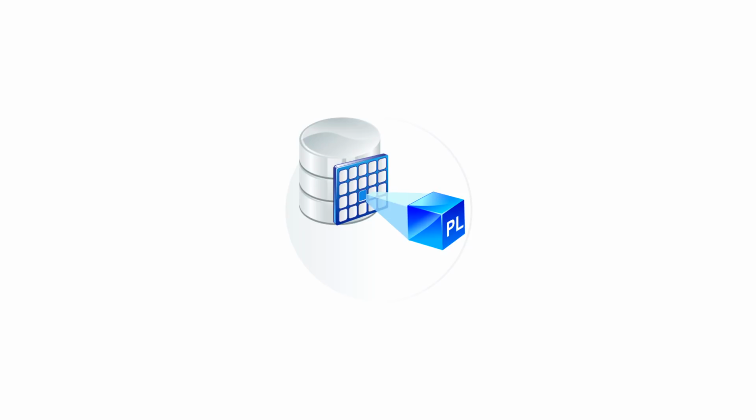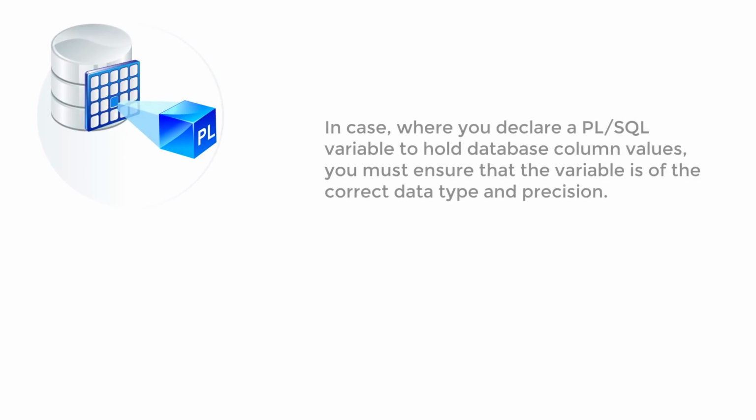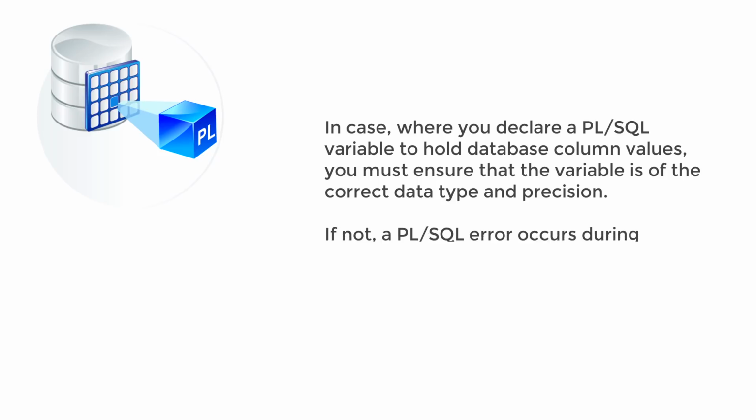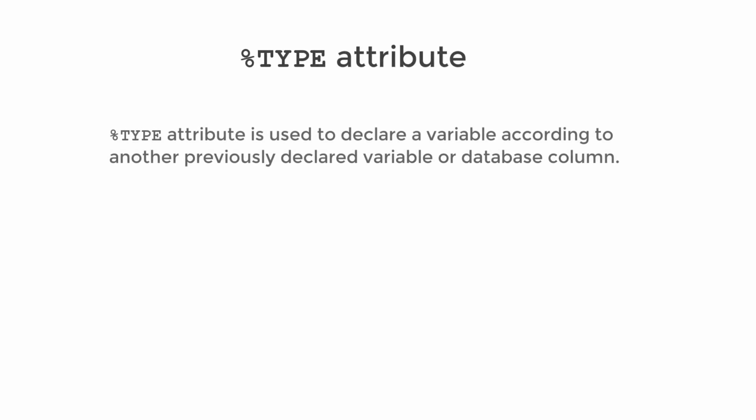As we already discussed, you declare PL/SQL variables to hold some values which can be manipulated later in the block. In a case where you declare a PL/SQL variable to hold database column values, you must ensure that the variable is of the correct data type and precision. If it is not, a PL/SQL error occurs during execution. Just imagine how time-consuming and error-prone it can be if you have to design large subprograms. This is where the percentile type attribute comes to our rescue.